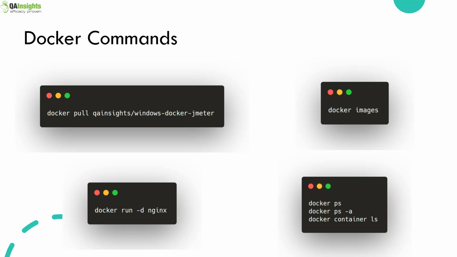So these are some of the commands which you use frequently. Docker pull, which will help you to pull the image from the Docker hub or the container registry. And you can use the Docker images to see what images you have downloaded. And Docker run to run the image. And Docker PS will list out all the running containers. And Docker PS -A will list out all the containers which are in stopped and start status.